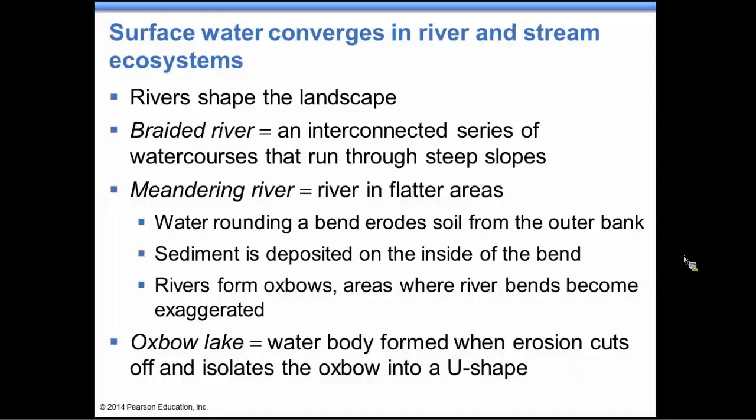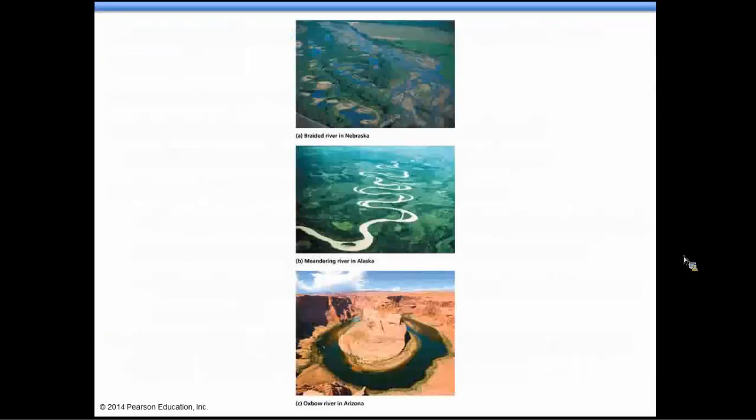There's a couple types of rivers we're going to talk about here. The first one is a braided river, an interconnected series of watercourses that run through steep slopes. A meandering river is a river in the flatter areas, and water rounding a bend erodes soil from the outer bank, sediments deposit on the inside of the bend, and rivers form oxbows, areas where river bends become exaggerated. And then an oxbow lake is a water body formed when erosion cuts off and isolates the oxbow in a U-shape.